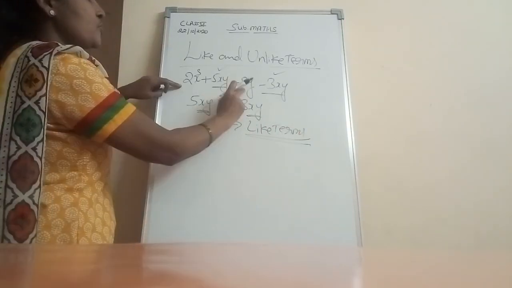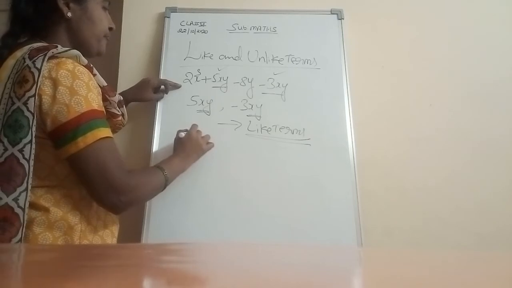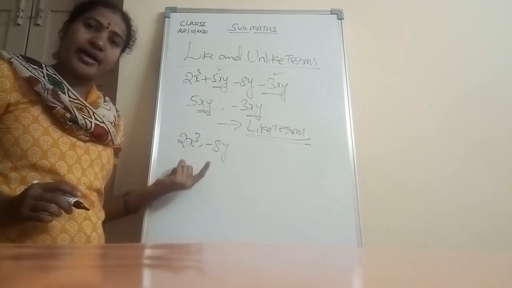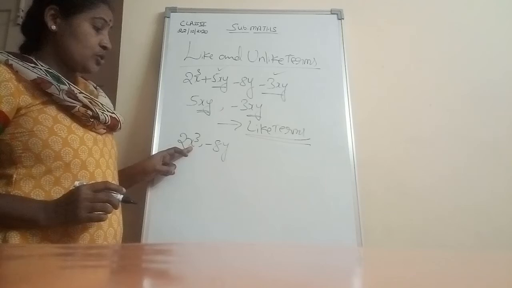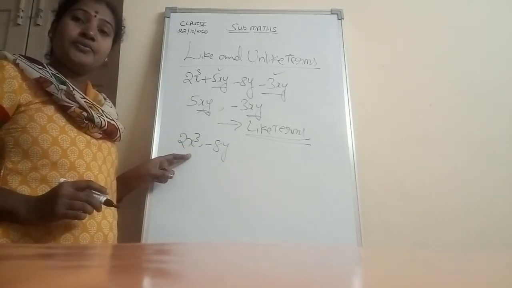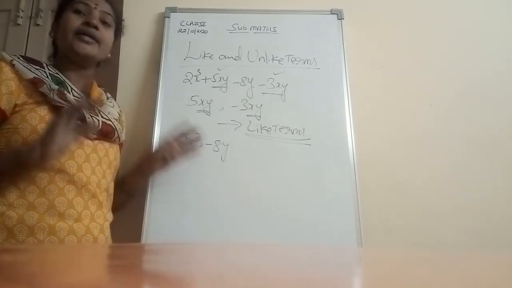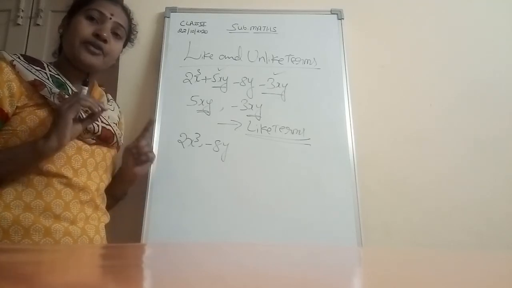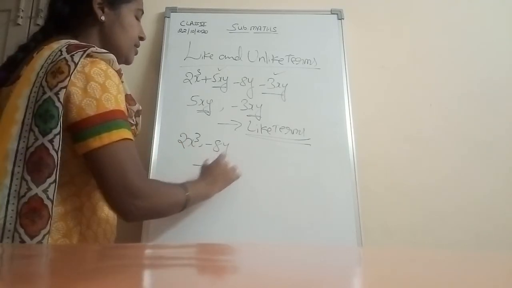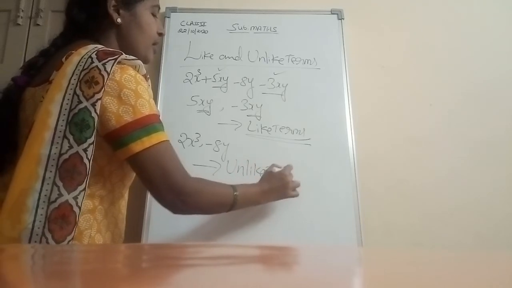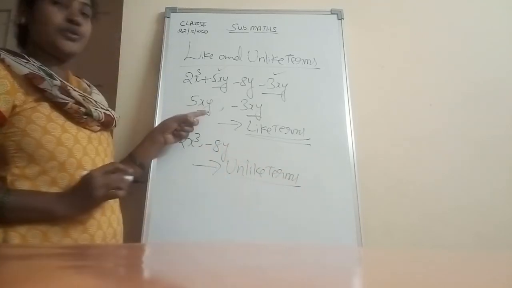What about these two, children? That is 2x cube comma minus 8y. Is any common algebraic factor there here? x cube is entirely different from y. y is entirely different from x cube. So both are different algebraic factors. Both are having different algebraic factors. Therefore, these are all unlike terms. I hope you have understood, children.